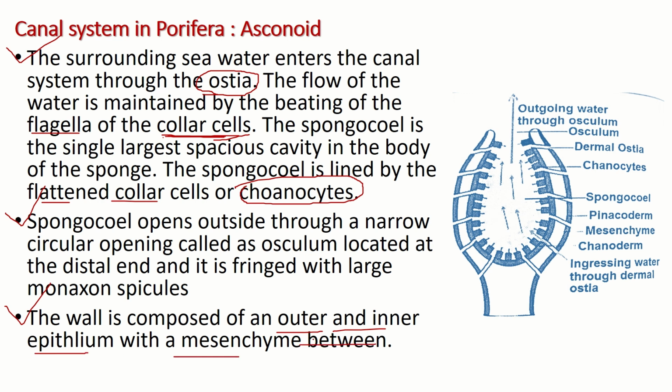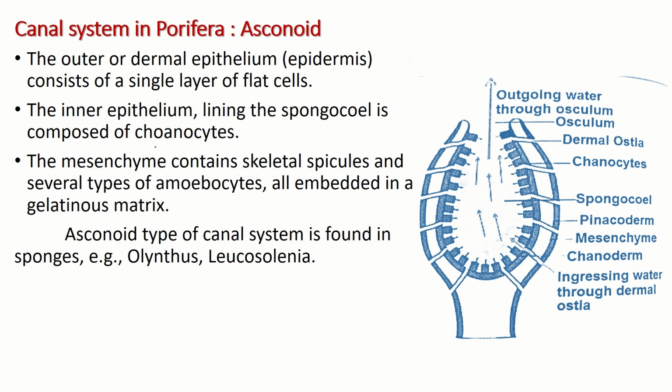The wall is composed of an outer and inner epithelium with a mesenchyme between. So the body wall has an outer and inner epithelial layer, and in between there is a layer called the mesenchyme. The outer or dermal epithelium, or epidermis, consists of a single layer of flat cells. The inner epithelium lining the spongocoel is composed of choanocyte cells. The mesenchyme contains skeletal spicules and several types of amoebocytes, special types of cells, all embedded in a gelatinous matrix.